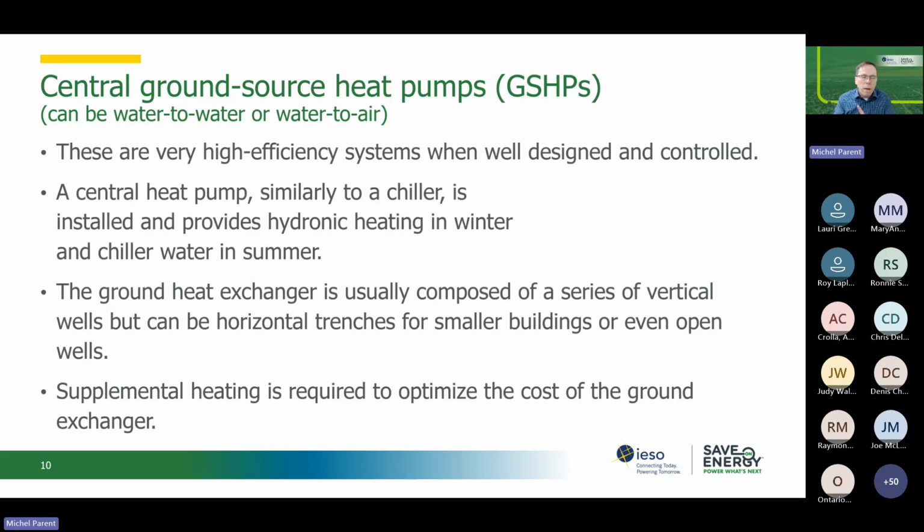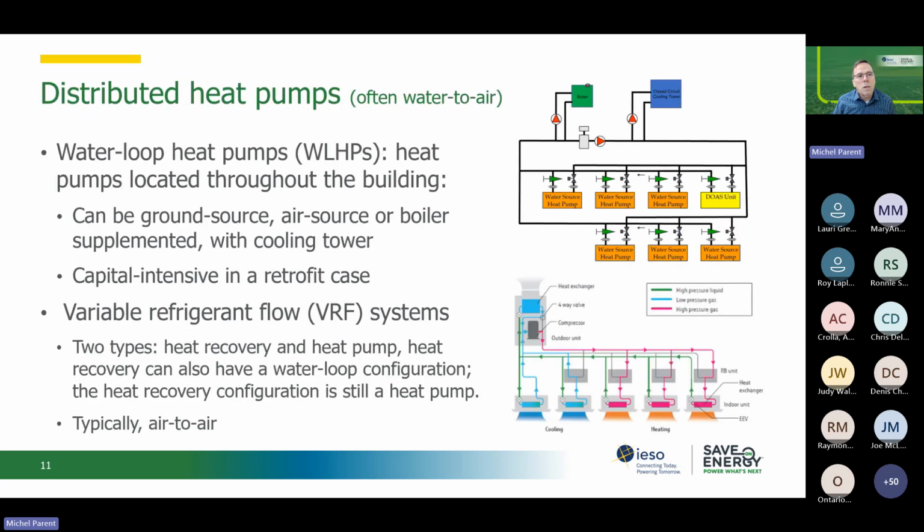loop, because those types of heat pumps can be what we call distributed heat pumps, where you're going to have heat pumps in all the spaces, or it can be a central heat pump where you will have a hydronic heating loop and a hydronic cooling loop linked to a big, large central heat pump. So you've got those two types of configuration for ground source heat pump. The distributed heat pump is what you see here.